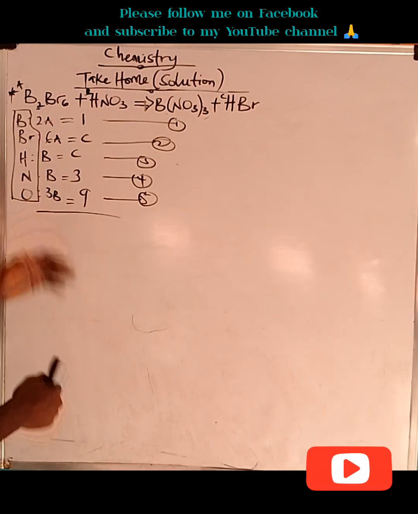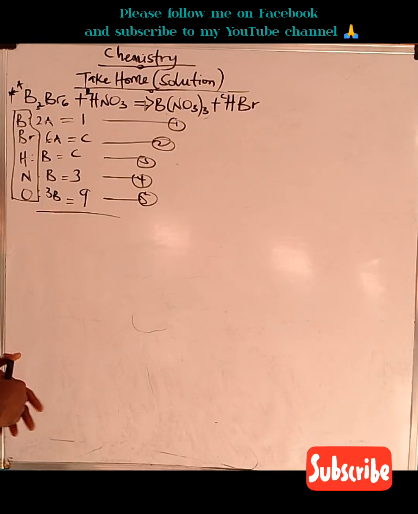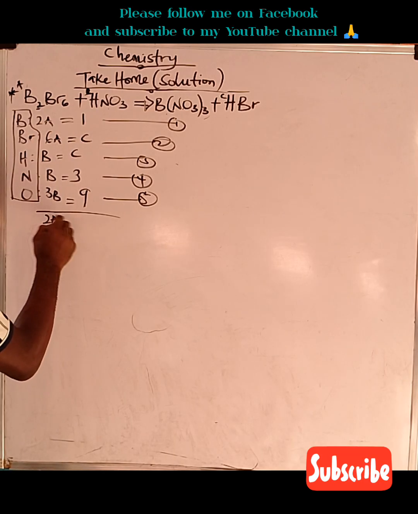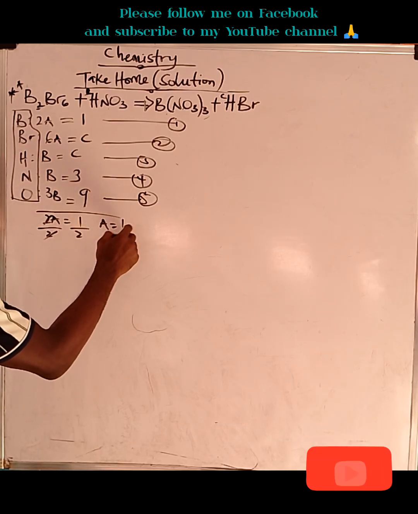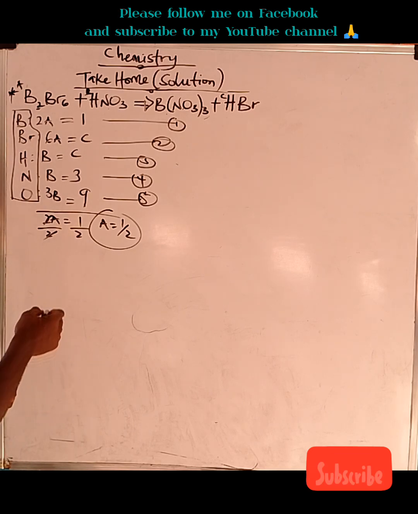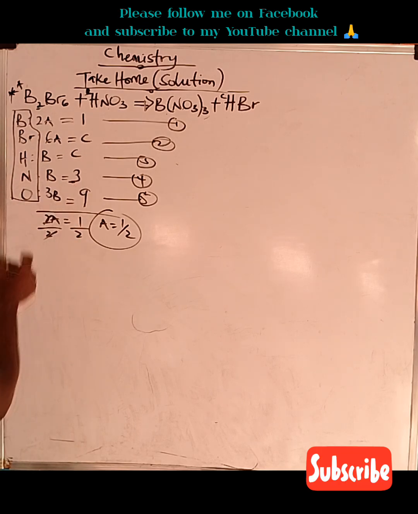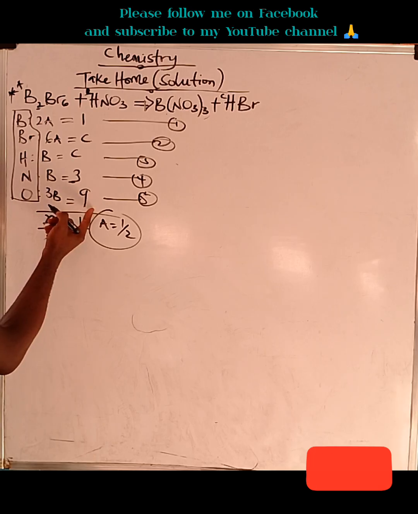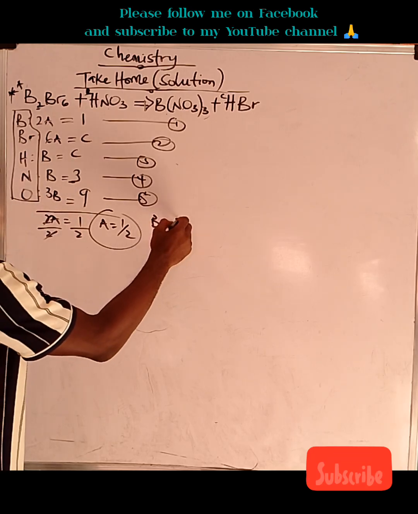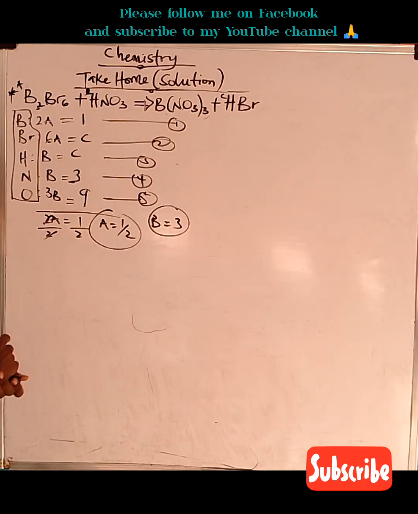So we have, first of all, 2A equals 1, 6A equals C, B equals C, B equals 3, and equation 4, 3B equals 9. As simple as ABC. First of all, 2A equals 1, divide both sides by 2. A equals 1 over 2. We've gotten our value for A, the first coefficient. So if A is 1 over 2, you can see B is very direct. B is 3, and 3B equals 9. You divide both sides by 3. B also is 3. So B is so clear. So B is 3.